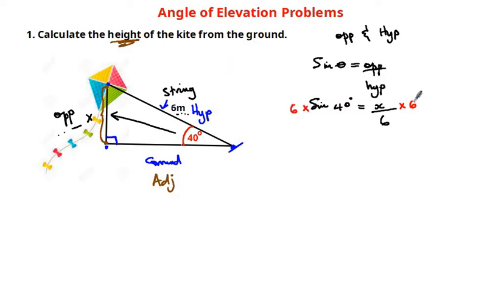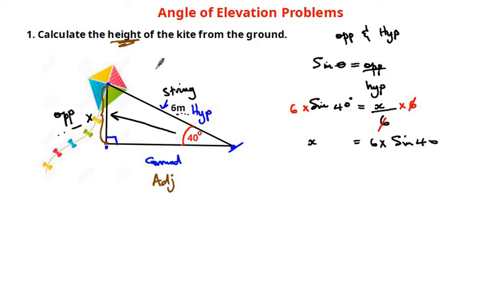So on this side, these 6's will cancel. Alright, so we are now left with 6 times sine 40 degrees equal x. That can also be written as x equal 6 times sine 40, and that will give us the length of the opposite side, which will be the height of the kite from the ground.